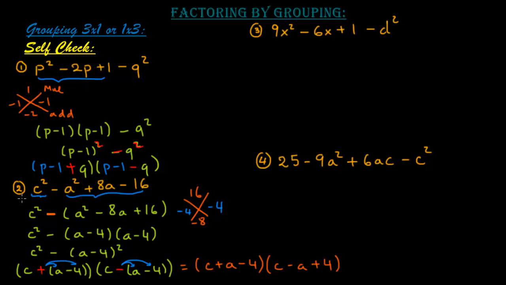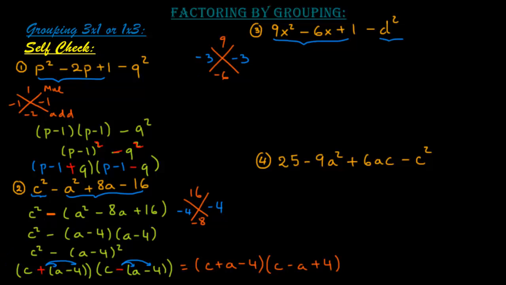Okay, on problem 3 we have 9x squared minus 6x plus 1 minus d squared. So we're going to solve this one by grouping 3 by 1. Okay, so grouping the first 3 terms by the diamond form, 9 times 1 gives me 9 on the top, and negative 6 stays at the bottom. So the pair which works is negative 3 and negative 3.